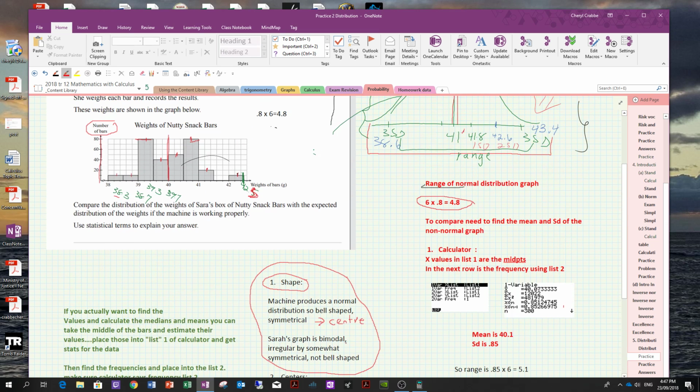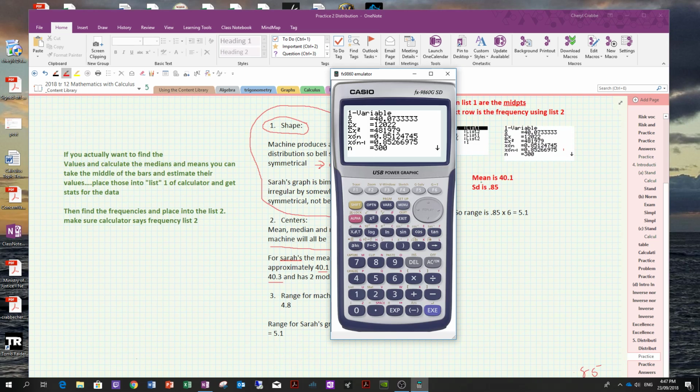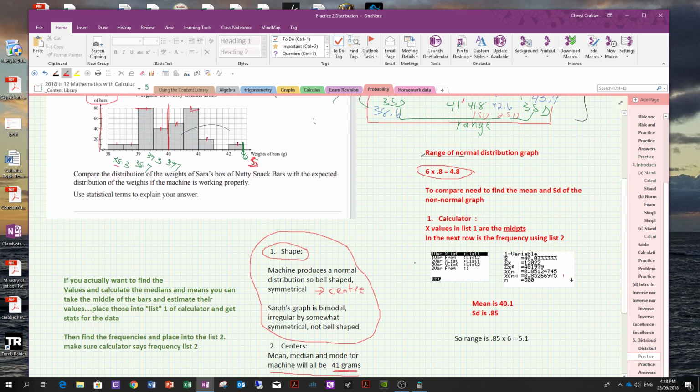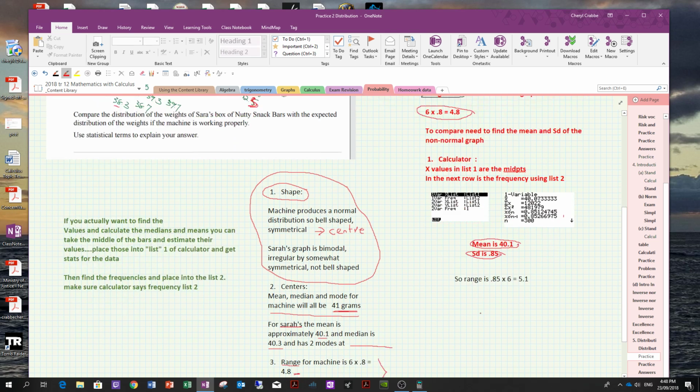Now, we need the standard deviation. So remember, the standard deviation for this is this value right here, 0.85. And so if we want to compare the range, 6 times 0.8 was the range of the normal, 4.8, and then 6 times 0.85 is the range of Sarah's data. So you do a comparison of the ranges and the standard deviations, talk about spread. So Sarah's data is a little bit more spread out. So these are the calculations you need: the mean and the median, the standard deviation, the spread, and you do a comparison.